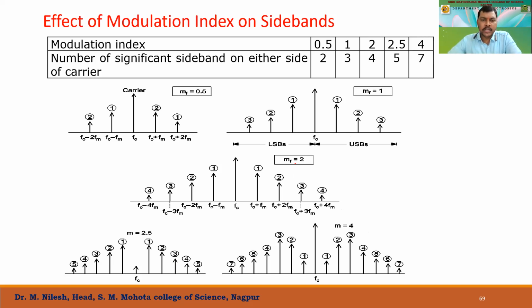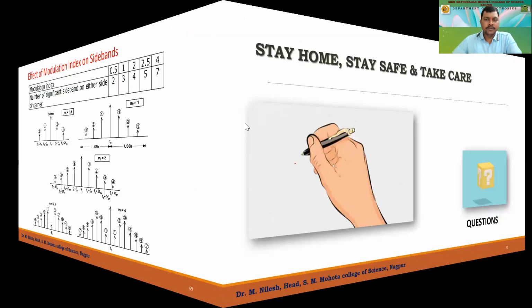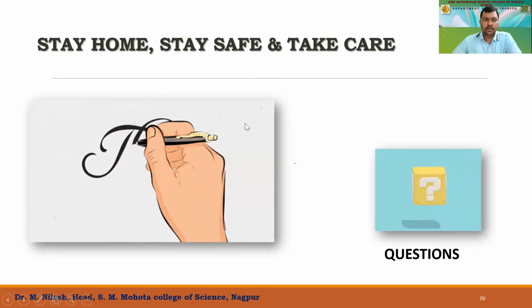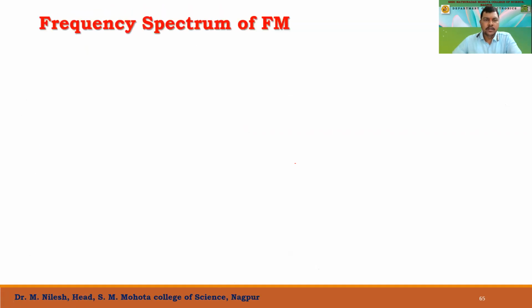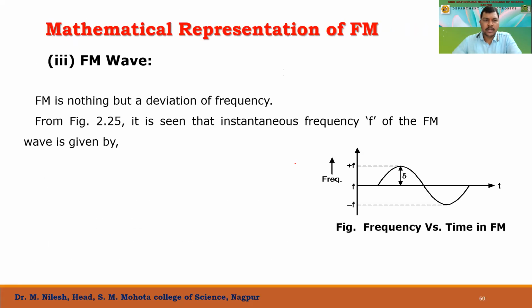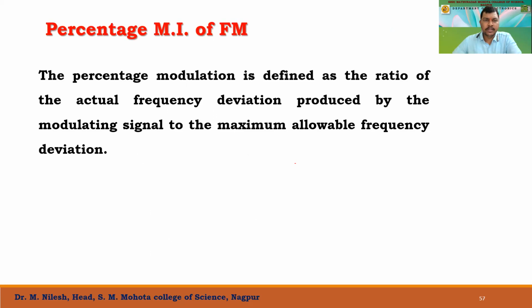So we are having different sidebands for different modulation indices. This is what I need to show you. I hope you have understood what the significant sidebands are. So I guess up till now, this will be okay for today. And if you have any issues on that, we can just revise it. So yeah, let us start from the beginning.